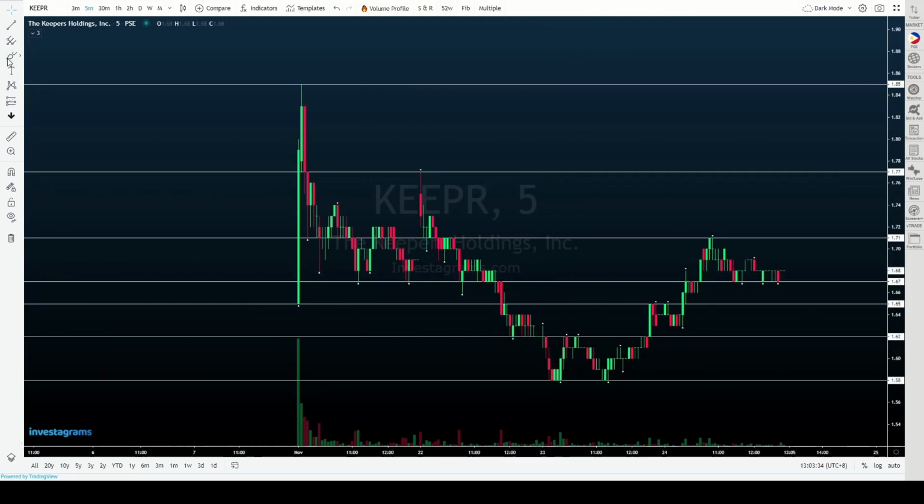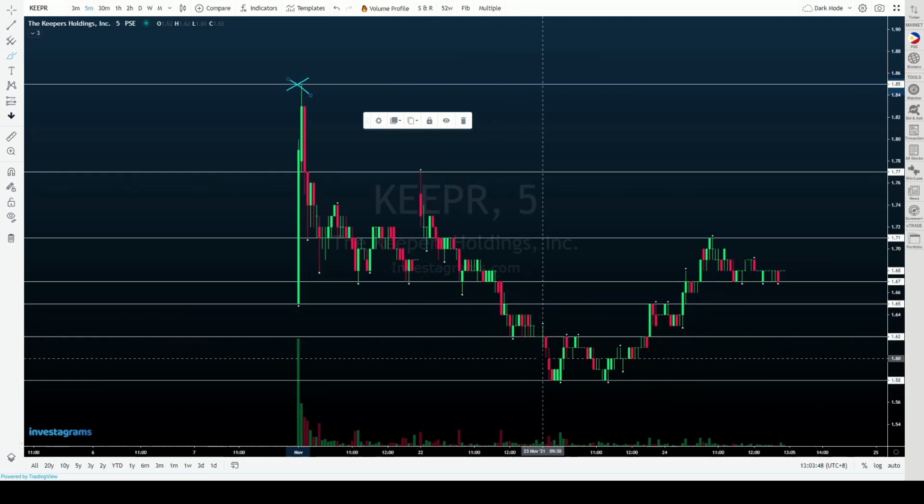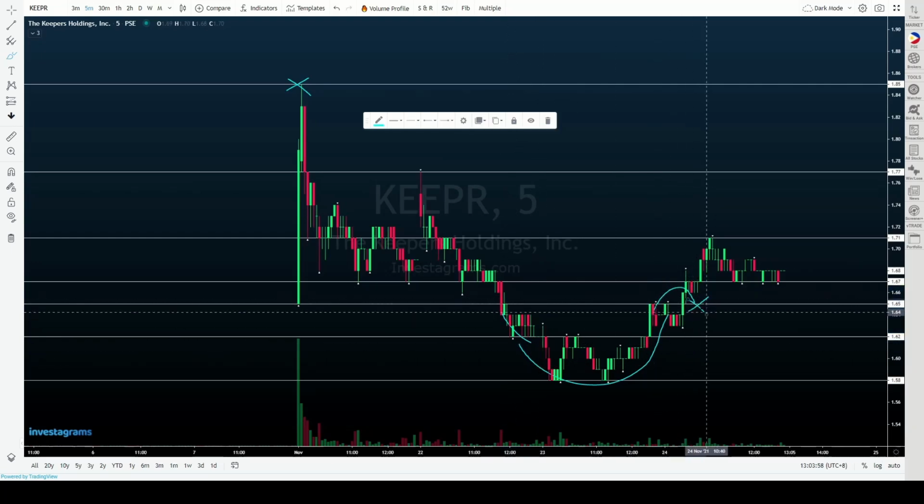Nag-open to at 1.5, di ba? 1.5, move to a high of 1.85. Then from there, all it's done is print ng pababa. Okay? Similar sa nangyari sa SGP and sa ALDI, nag-form siya ng parang rounded bottom. Di ba? Ito, rounded bottom na to. Broke above it, tested, moved higher.